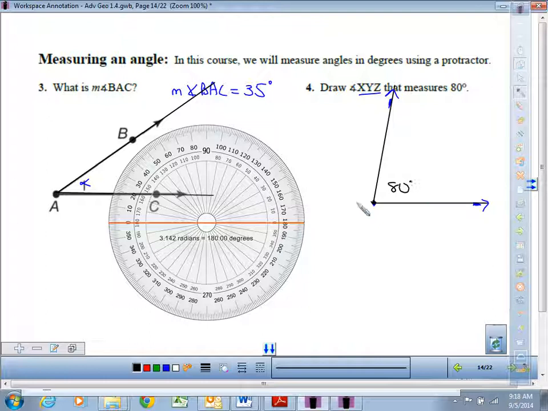Now, we're not done yet. We need to draw angle XYZ. The most important one is the Y. That's your vertex. That goes right here. And then X and Z are kind of interchangeable wherever you want. X, Z. So we have angle XYZ is equal to 80 degrees.